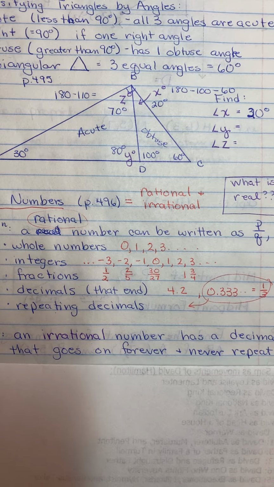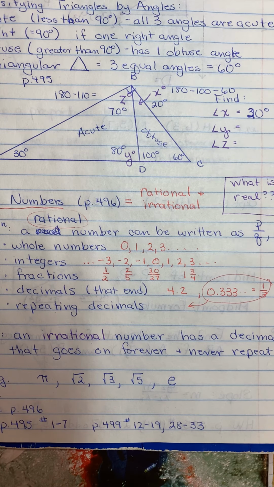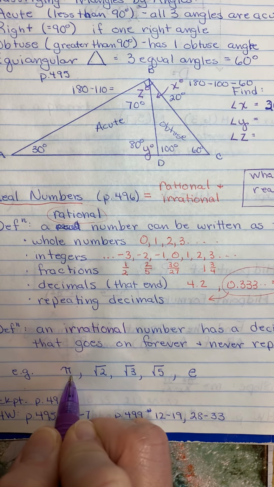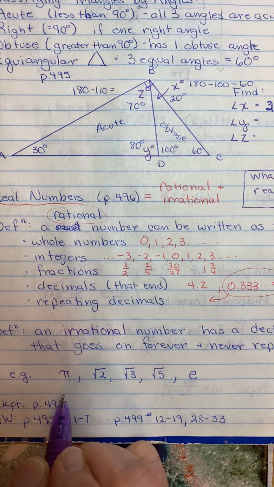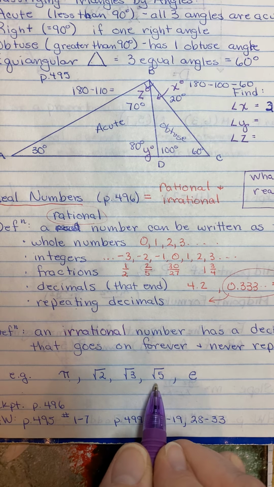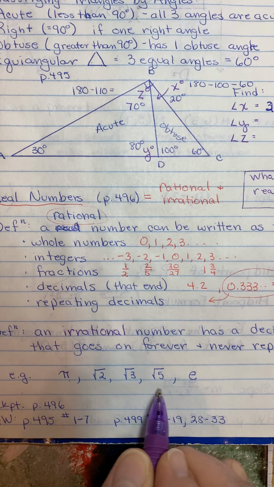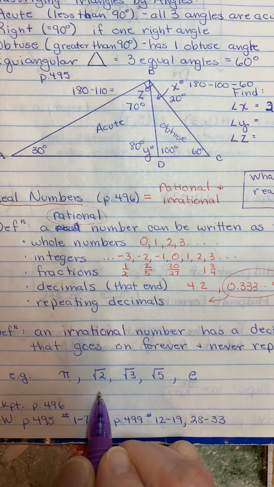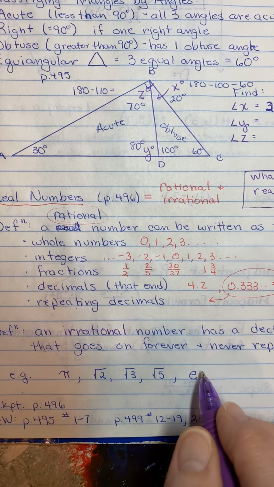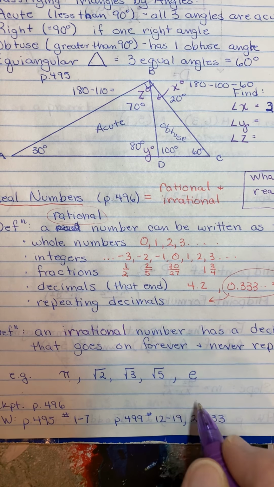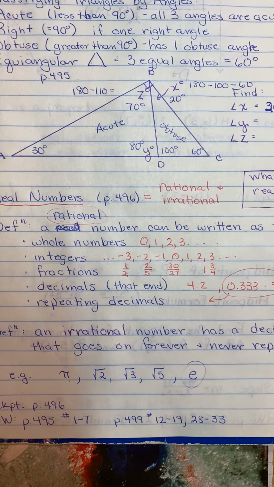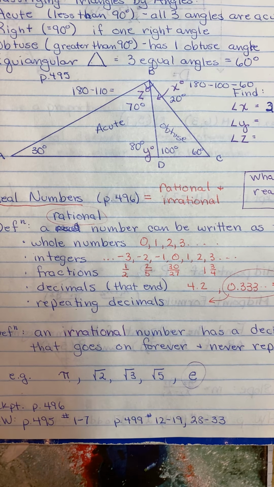So what are some examples of irrational numbers? Well, the most famous probably is pi. Some of your classmates know several digits of pi. The square root of 2, square root of 3, square root of 5. There are many, many irrational numbers. The square root of any number that's not a perfect square would be an irrational number. There's also a number that is denoted by the letter E. And when you get into about Algebra 2, you'll learn what E is all about. So these are irrational numbers.